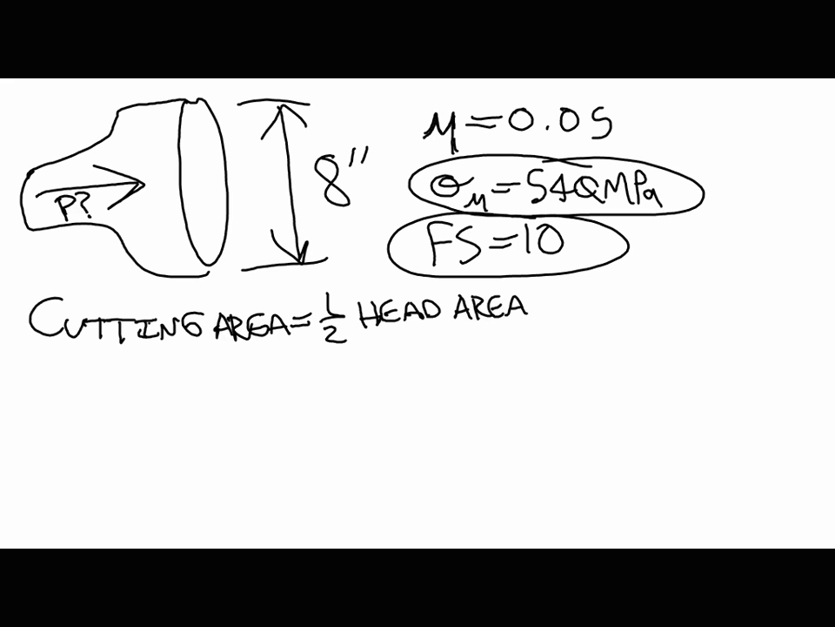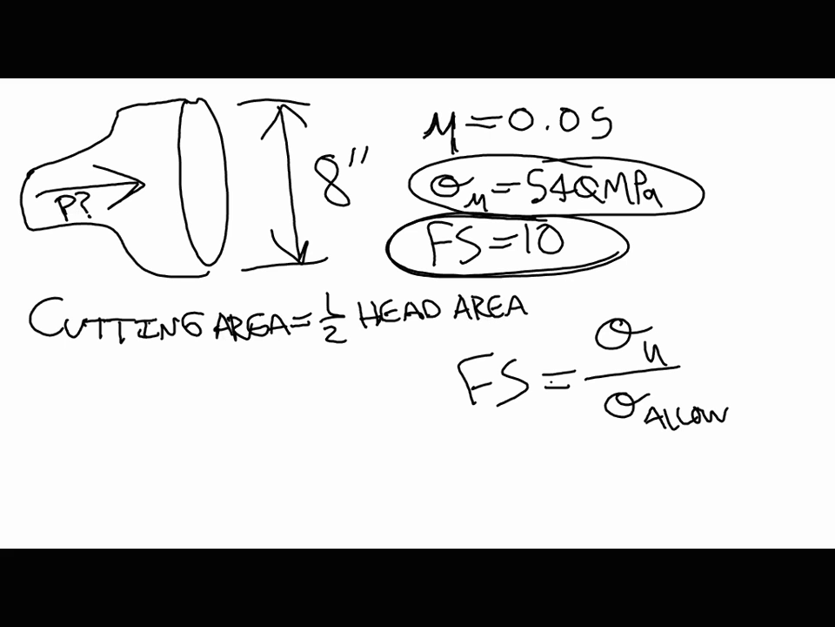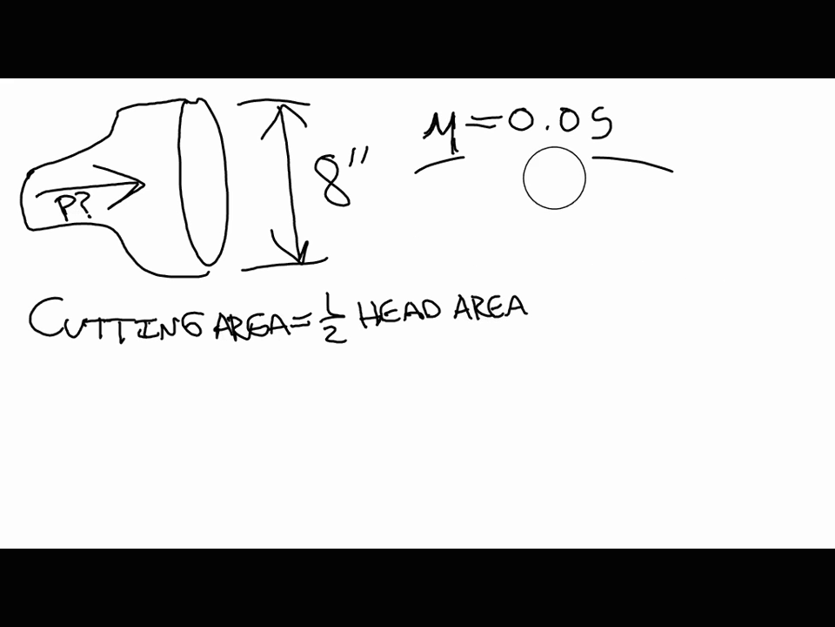Because if I have a factor of safety of 10, I work my little equation here: sigma ultimate over sigma allowed equals factor of safety. The most that I want to allow this head to see is 1 factor of safetieth, in this case 1/10 of the ultimate strength. Then I'm not designing to 540 megapascals, I'm designing to 54 megapascals. So that's kind of like step 1.